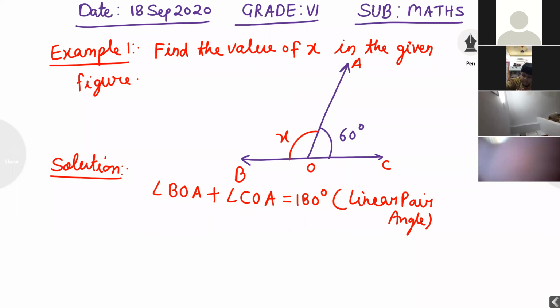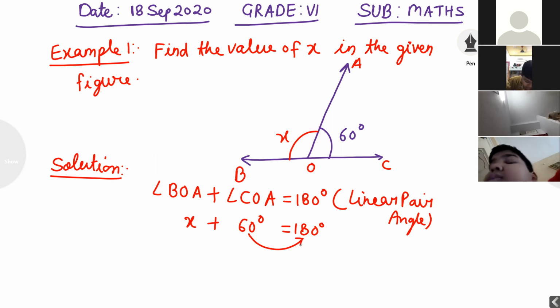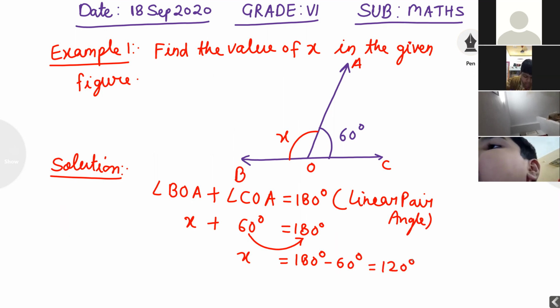Now angle BOA, I want to find out. In the place of angle BOA, I want to substitute x, because that angle he has given x, plus angle COA. Angle COA is 60 degrees, is equal to 180 degrees. Now plus 60 I want to transfer to the right side. Plus quantity becomes minus. x is equal to 180 degrees minus 60 degrees is equal to 120 degrees. The value of x has come 120 degrees.